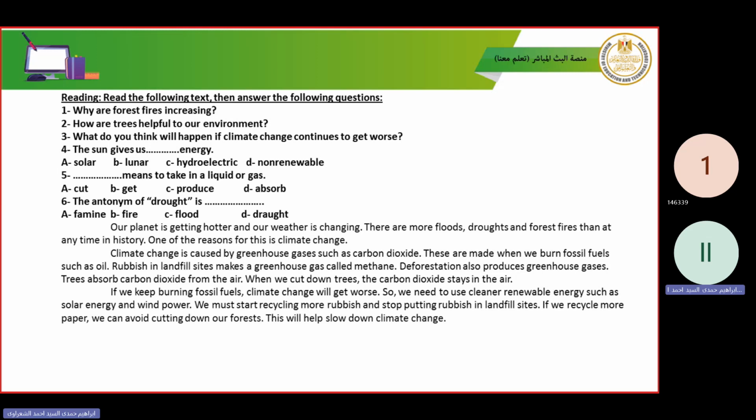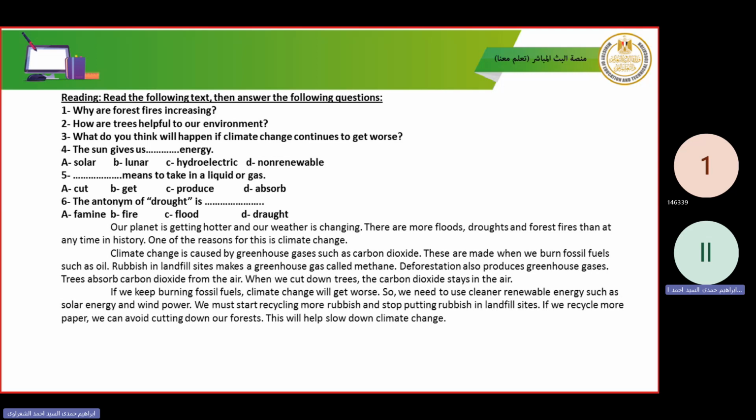Deforestation also produces greenhouse gases. Trees absorb carbon dioxide from the air. When we cut down trees, the carbon dioxide stays in the air. If we keep burning fossil fuels, climate change will get worse. So we need to use cleaner renewable energy such as solar energy and wind power. We must start recycling more rubbish and stop putting rubbish in landfill sites. If we recycle more paper, we can avoid cutting down our forests. This will help slow down climate change.